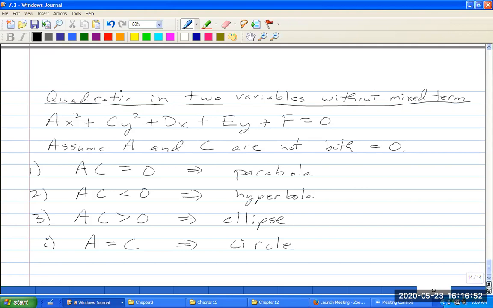So let me restate that here. If I have a quadratic in two variables without this mixed term, without the xy, so if I have ax squared plus cy squared plus dx plus ey plus f equals 0, so the b term here was 0. Let's assume that not both a and c are 0, in which case we'll get a degenerate term. So if a times c is 0, then this is a parabola. So if we only have one quadratic term, this is a parabola. If a times c is less than 0, this is a hyperbola. So if the signs are different for the quadratic terms, then this is a hyperbola. If a times c is greater than 0, it's an ellipse. So if these quadratic terms are of the same sign, it's an ellipse. If they're actually equal to each other, then it's a circle.